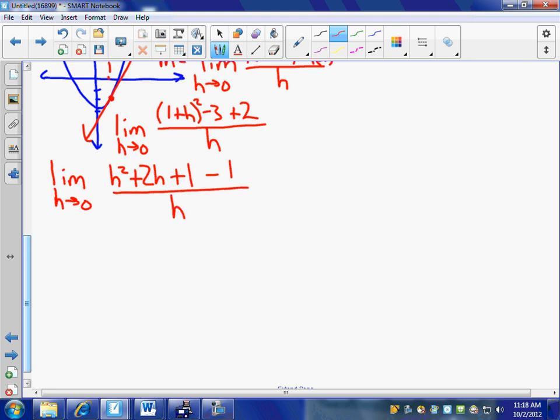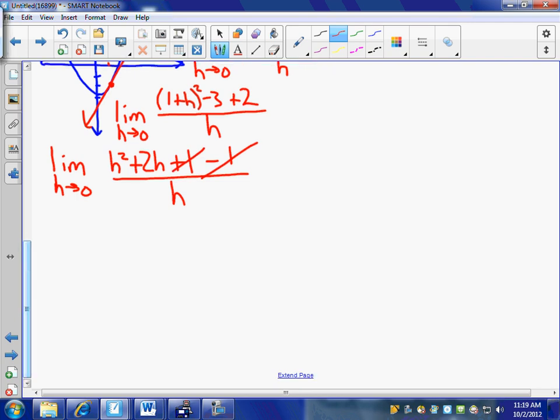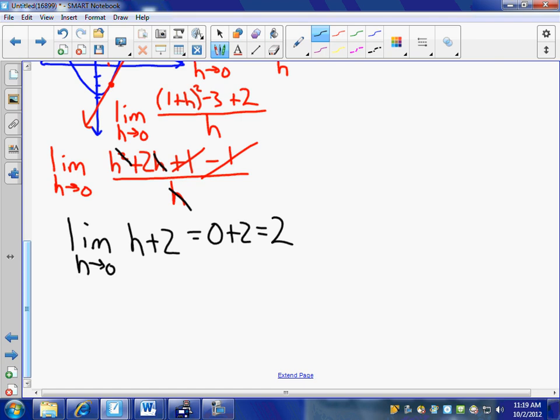What happens? The -1 and the +1 go away. What happens with the h's? This one of those goes away, and this one goes away with that one as well. So I'm left with the limit as h approaches 0 of h plus 2. Am I now allowed to plug in my limit? I'm now allowed to plug in 0 for h. That's equal to 0 plus 2, which is 2.